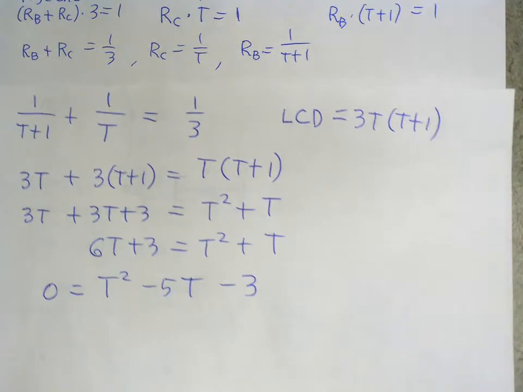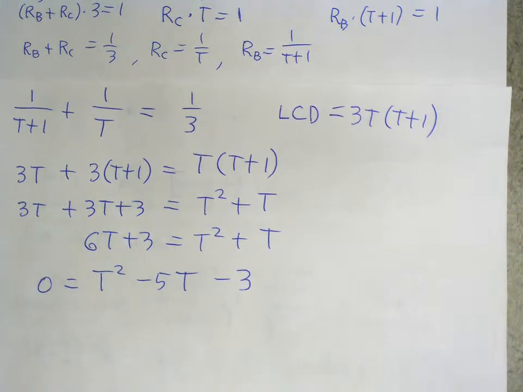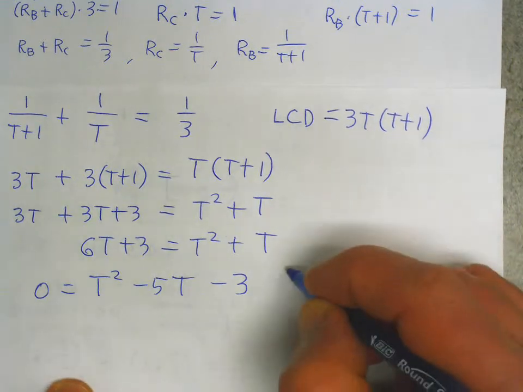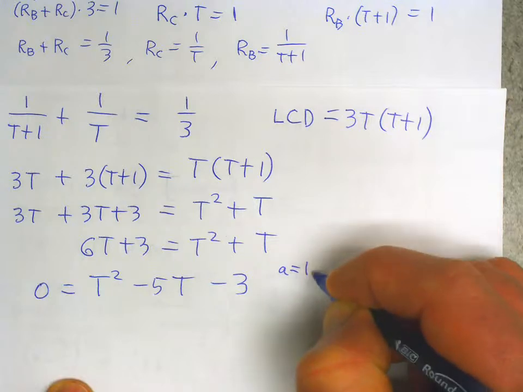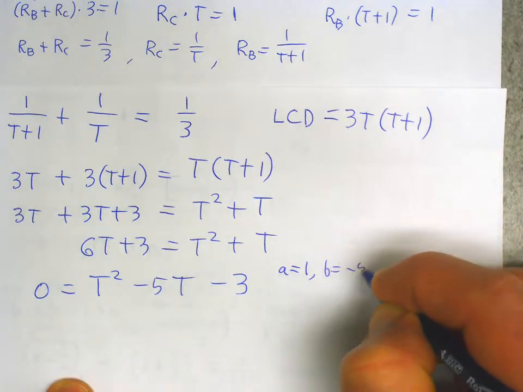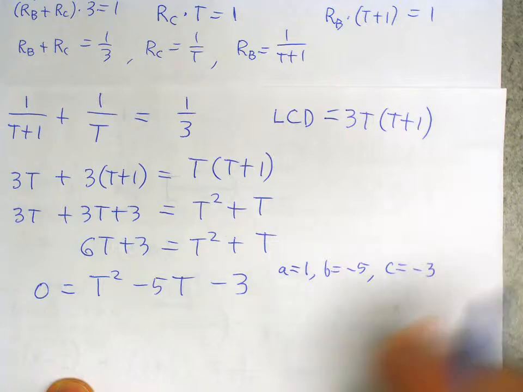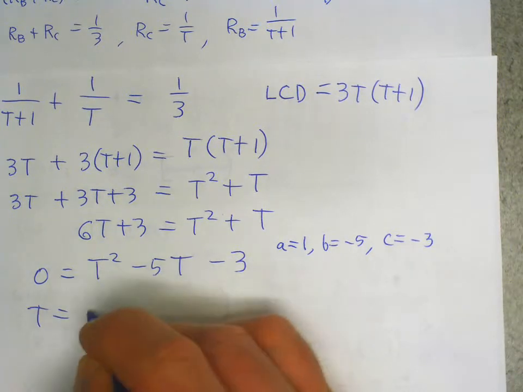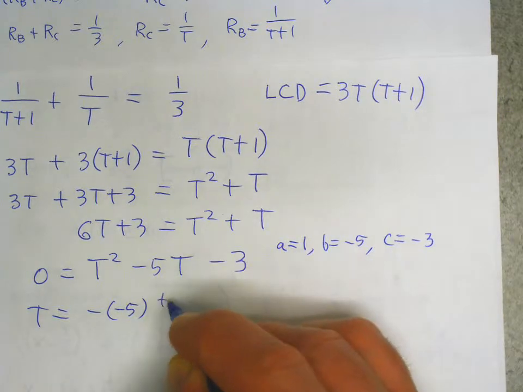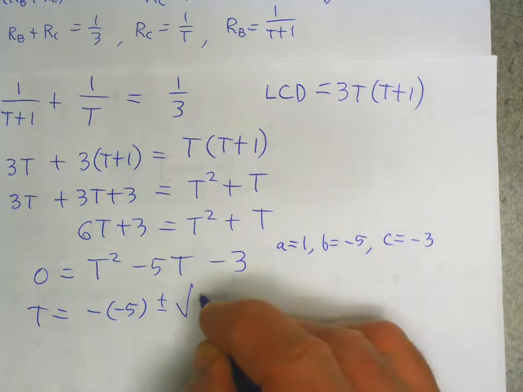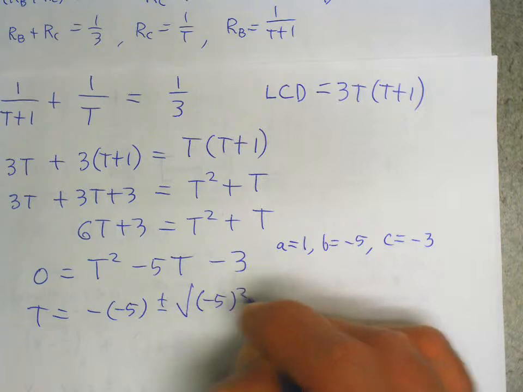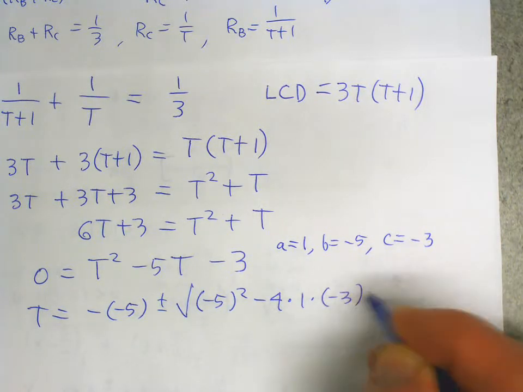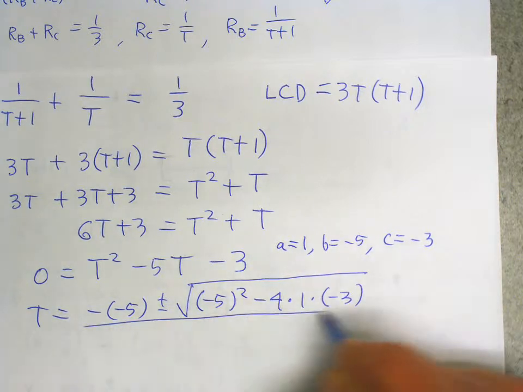Well, unfortunately, t squared minus 5t minus 3 cannot be factored with integer coefficients. So we'll use the quadratic formula with a equals 1, b equals -5, and c equals -3. Okay, so we get t equals the negative of -5 plus and minus the square root of the number -5 squared minus 4 times 1 times -3, all divided by 2 times 1.